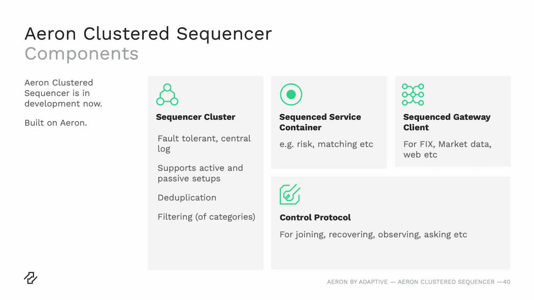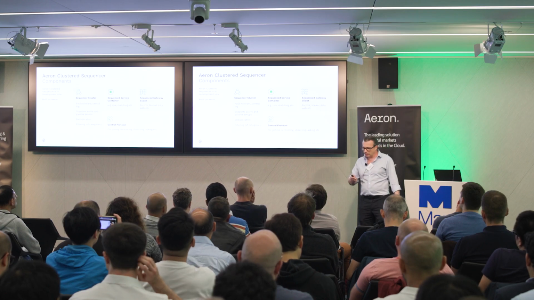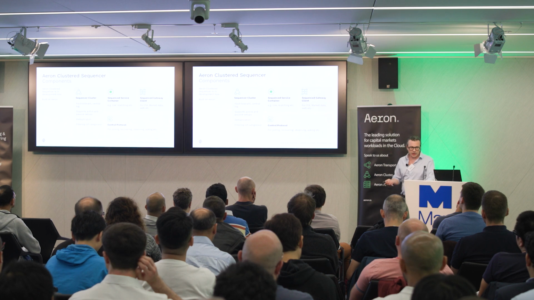We've then got our service container, so we can run clustered, resilient, 24/7 services that connect to the sequencer at one end. We have gateways, say for FIX or market data. When we build our sequencer, it's business agnostic. So you'd build the FIX capability, the market data capability, talking through our gateway clients. And then our protocol that now allows us to have actors join, systems recover, giving us observability and all of that cool stuff. So those are the key components.